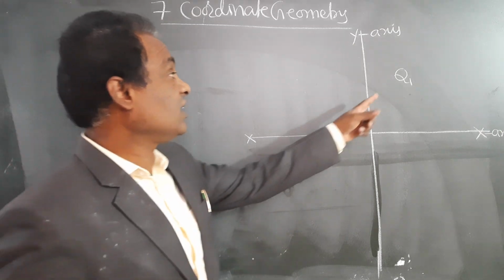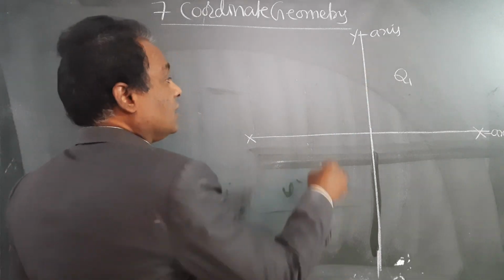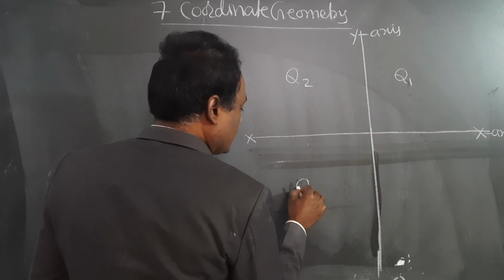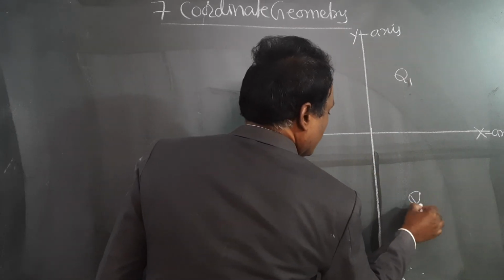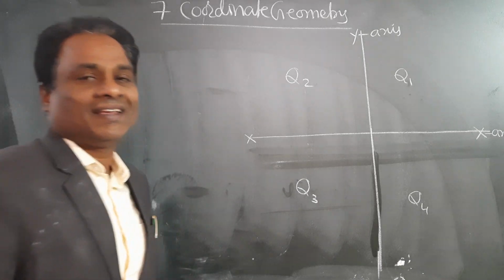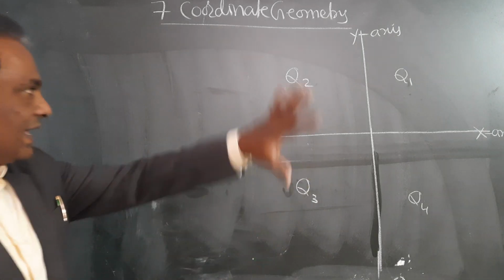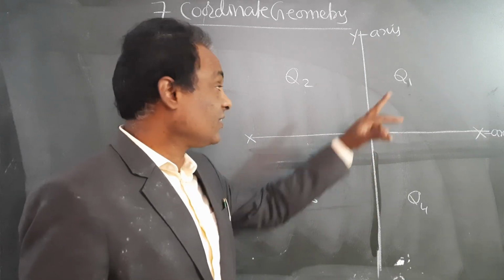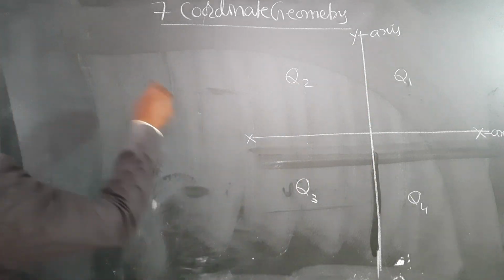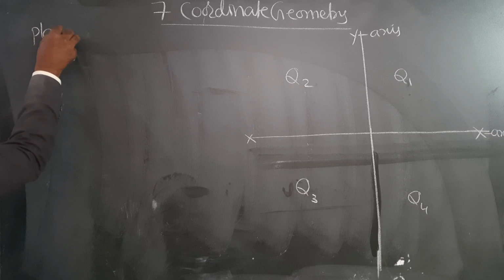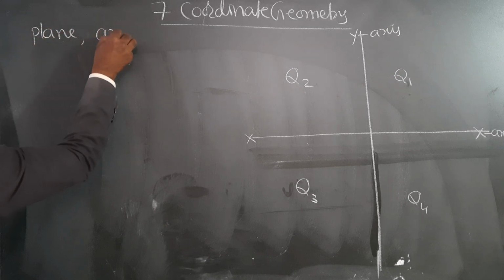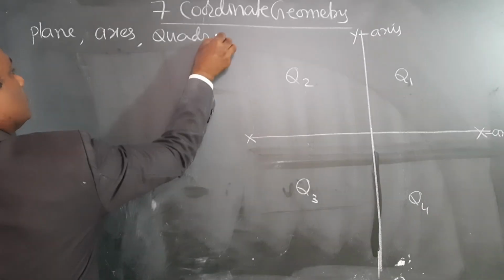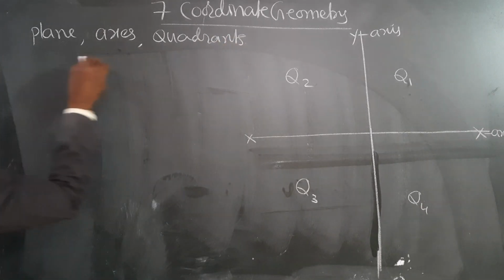This is called the first quadrant. This is called the second quadrant. This is the third quadrant. This is the fourth quadrant. Plane, axes, x-axis and y-axis, and quadrants. See here, don't write axis, write the plural form. Quadrants. Next point.